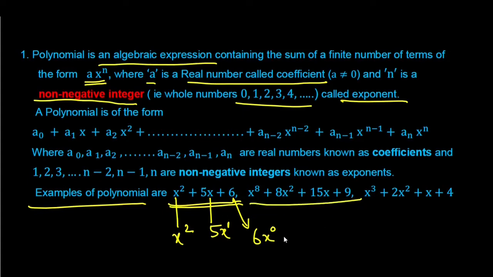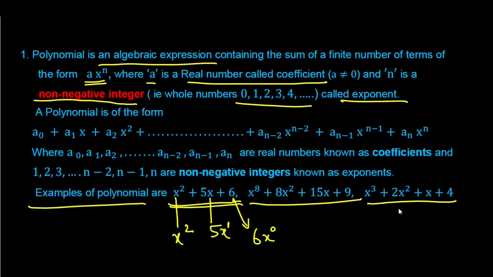Let us take this second example. Observe each term. What is the exponent of the variable? Here the exponent is 8. Here the exponent is 2. Here the exponent is 1. Here it is 0. The exponents of variables in all the terms are whole numbers. So this is a polynomial.